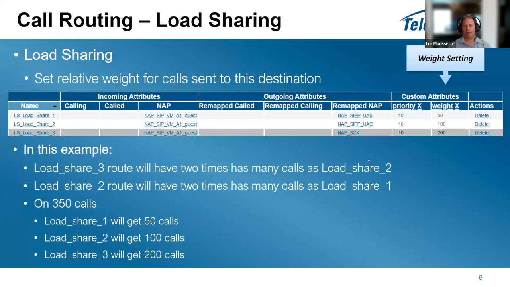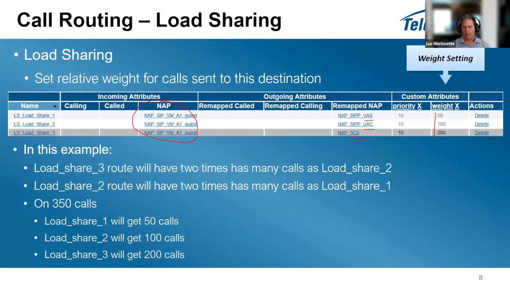When you set up load sharing, what you have in this case is a weight setting. So for priorities that are equal, for example, 10, 10, 10 here, if it's the same priority, the system will use the weight attribute to distribute the calls amongst different endpoints. So for example, here, these are calls coming from this network, and they could go to 3 different endpoints here, and it will be distributed according to these values here.